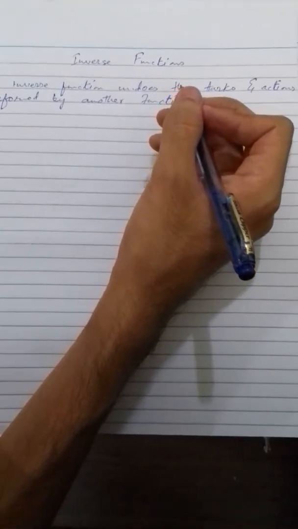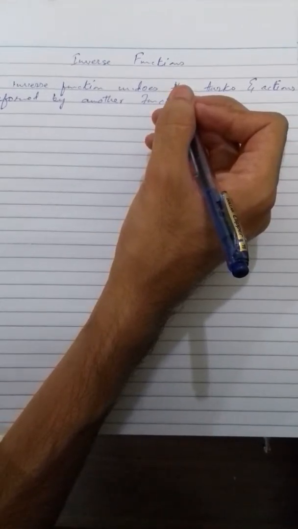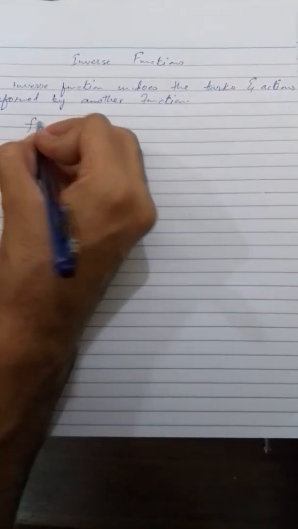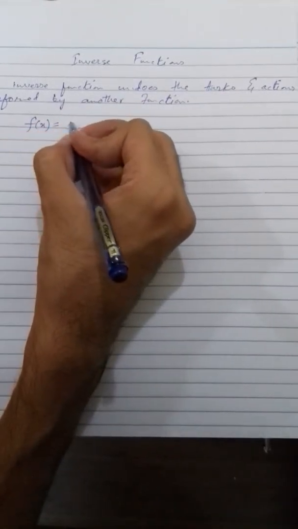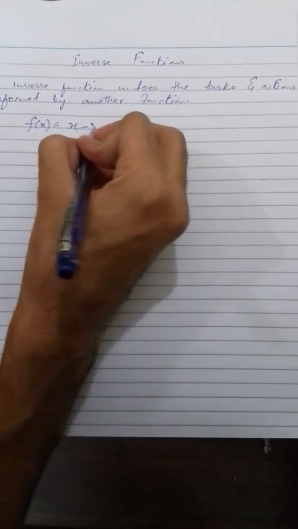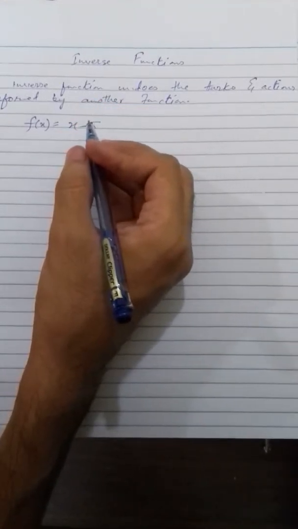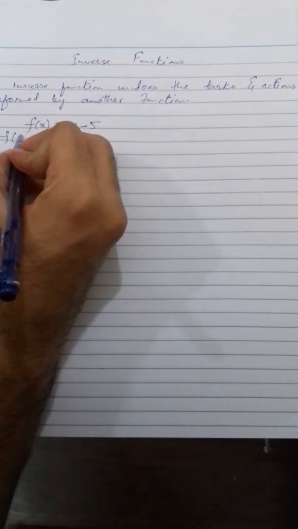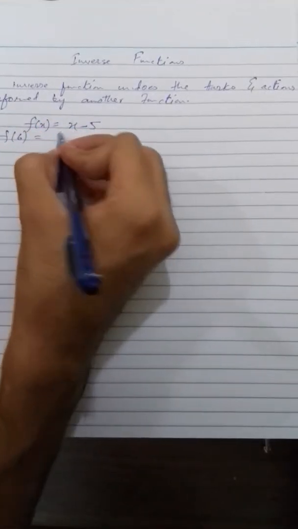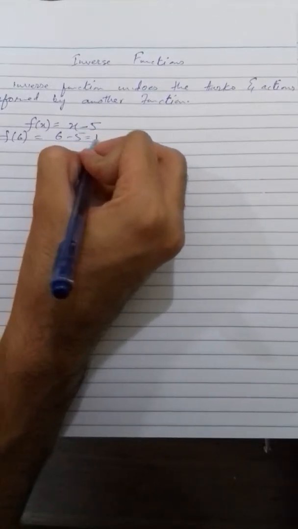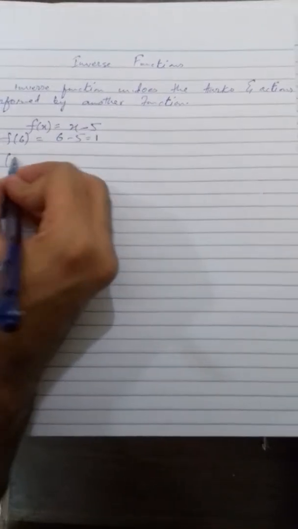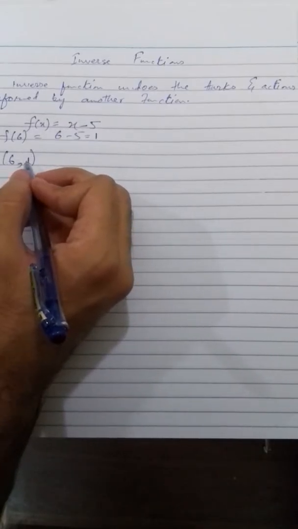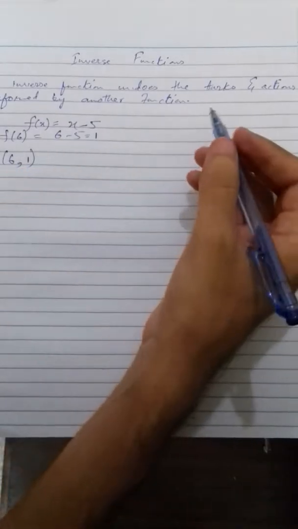We have already discussed functions in the previous video as well. So I'm going to take an example. f(x) = x - 5. This is a function. When we put in the value f(6), that would be 6 - 5, which is equal to 1. So when we put f(6), we get y = 1.